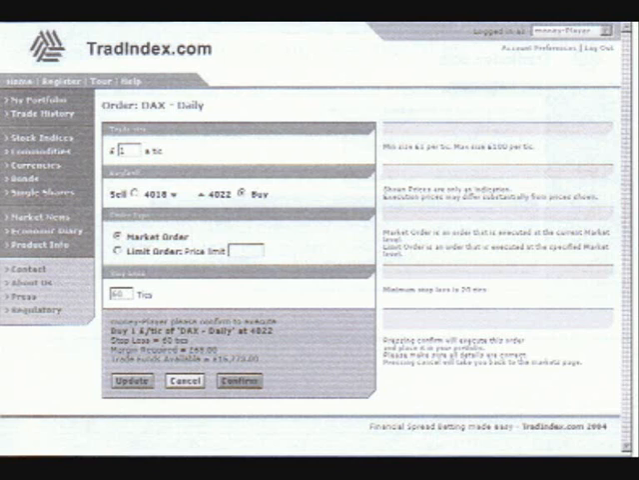OCO, one cancels the other. Two orders are left, but the first one to be executed cancels the other. Mark it on open. You research into it. Maybe I'm wrong.